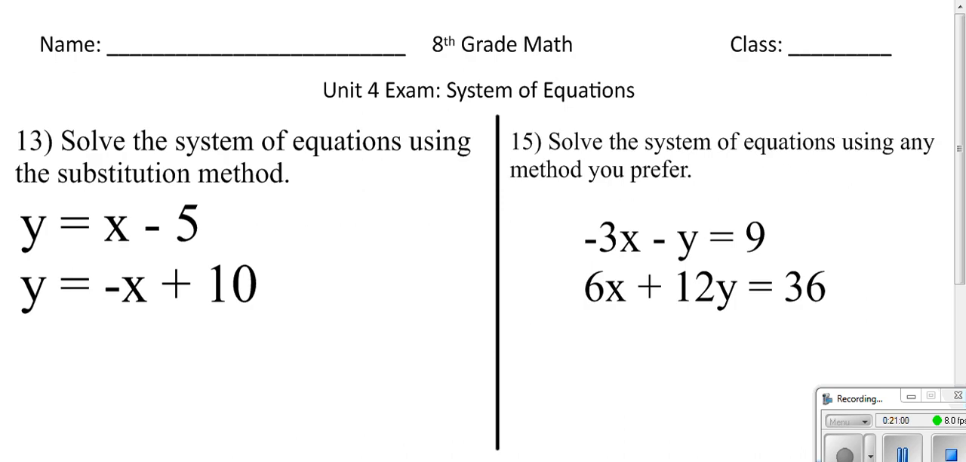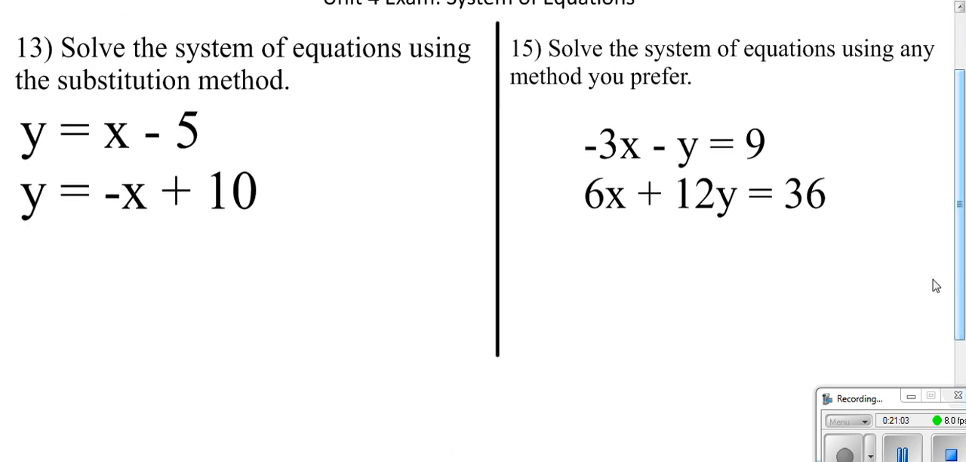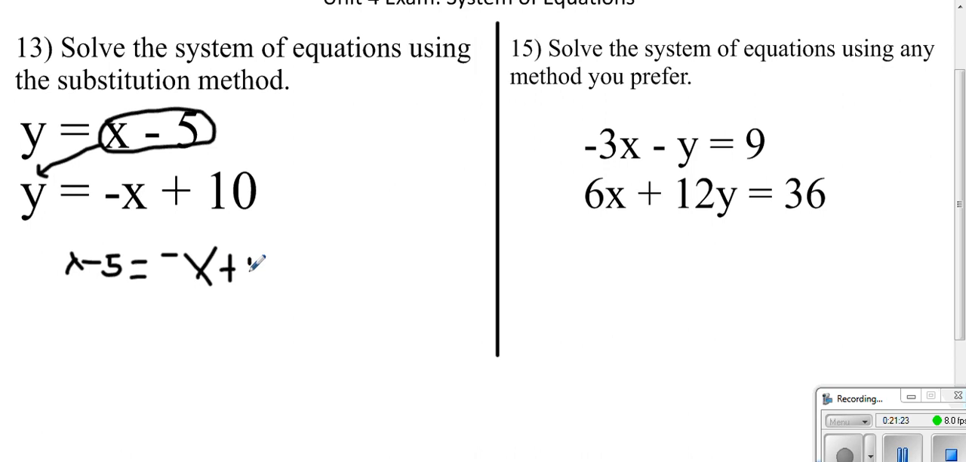exponent. Number 13, solve the system of equations using the substitution method. Again, they're both equal to y, so I'm going to just circle one and substitute it in for the other. So now you have x minus 5 equals negative x plus 10.